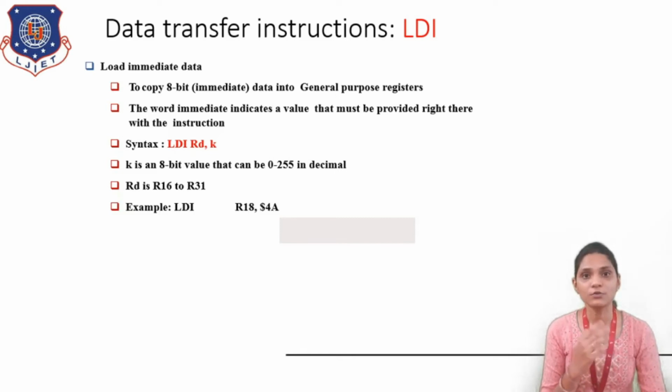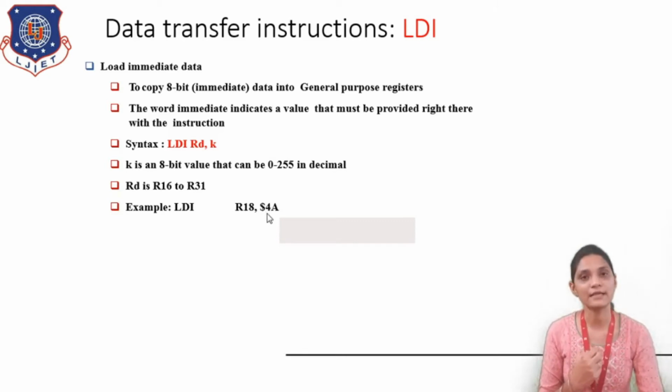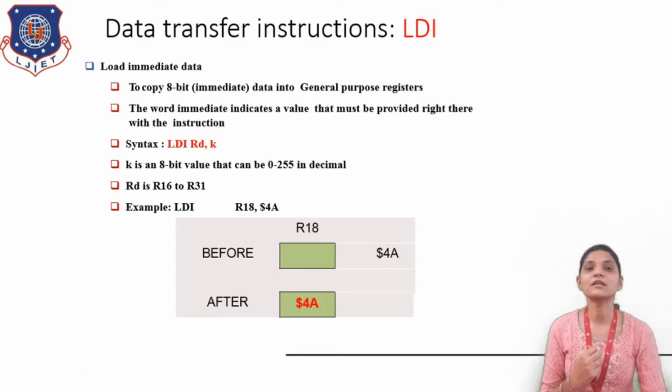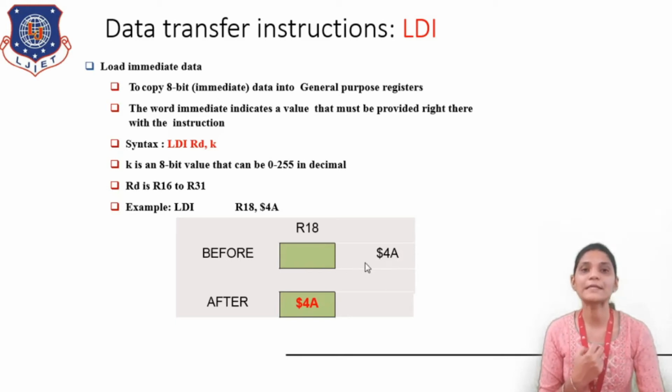For example, we can consider it like this: LDI R18, $4A. The $4A indicates this number is in terms of hexadecimal. So if before the instruction the content of register R18 is blank or some garbage value, then with this instruction we have provided the data $4A.